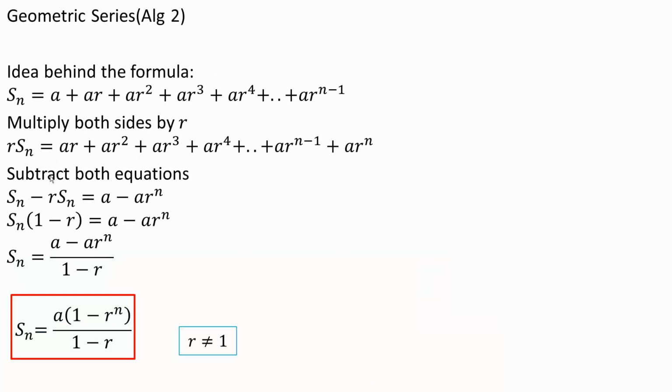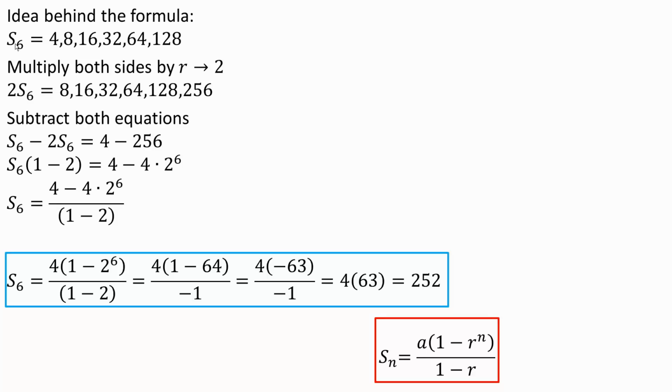I'm simply following this because I want to prove this, but maybe this was kind of abstract for you. So I will subtract both equations. s sub 6 minus 2 times s sub 6 is equal to, so the 4 remains, but all of this is canceled except for 256. So 4 minus 256. Then I can factor out an s sub 6 and get parentheses 1 minus 2 is equal to 4 minus, so here I have 256.